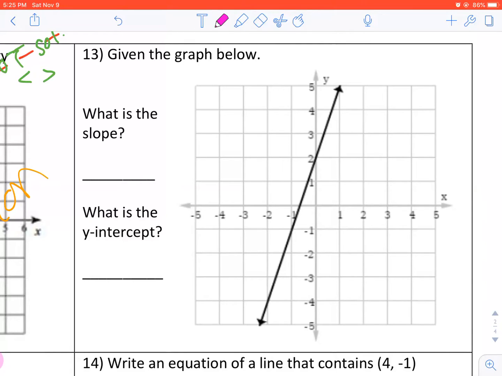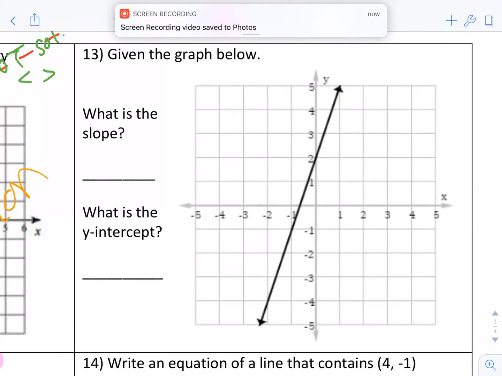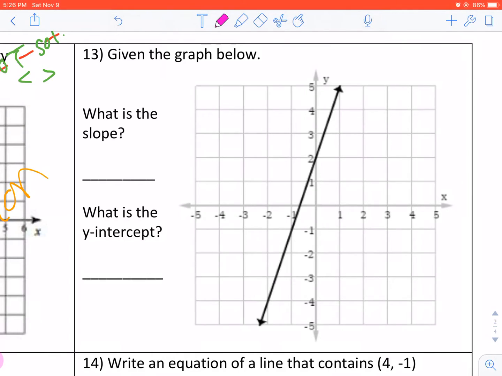Question number 13. Given the graph below, what is the slope? So we are going to look at our graph and we're going to count our slope. Remember that slope is going to be rise over run. And we are going to count.